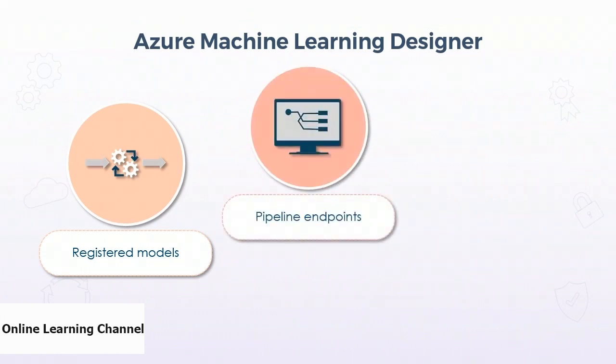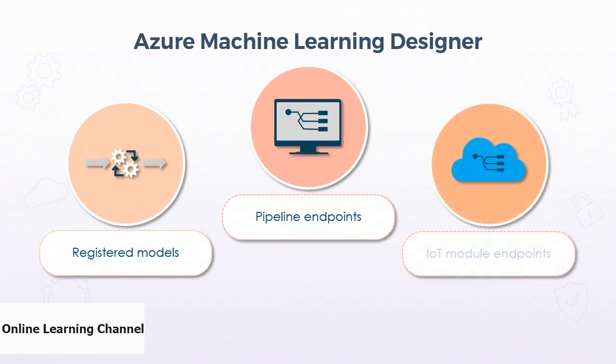And once a pipeline has been set up the way you like it, you can deploy it to an endpoint. Azure will then give your pipeline a REST API URI that allows your pipeline to be called from external sources. Then there's IoT module endpoints. These are actually Docker containers that can include the model, any associated scripts, and any additional dependencies. These endpoints can be placed on an IoT device so that your model can run on the edge.